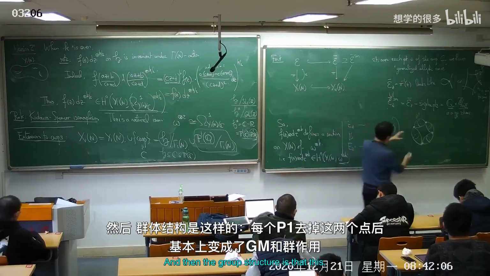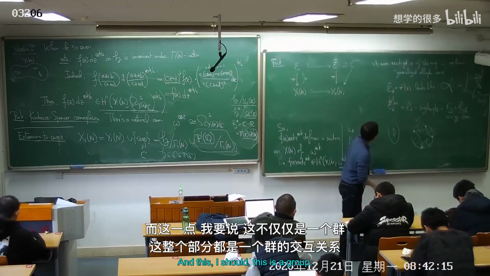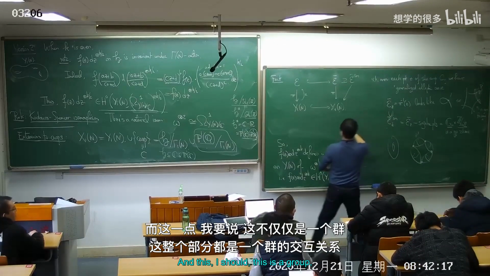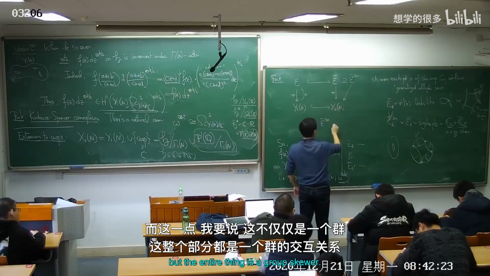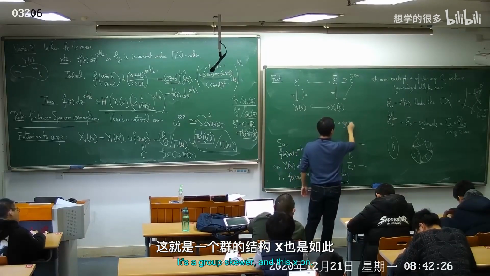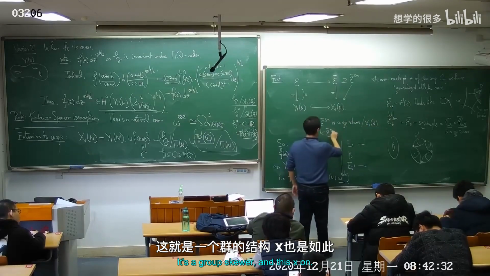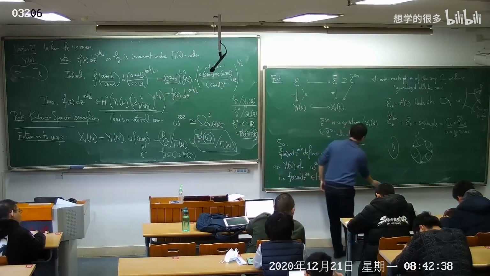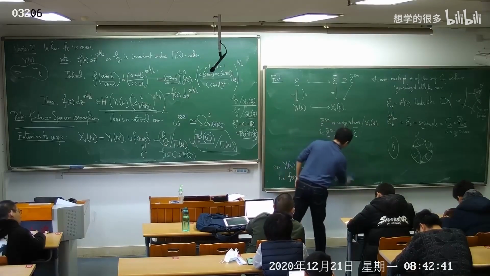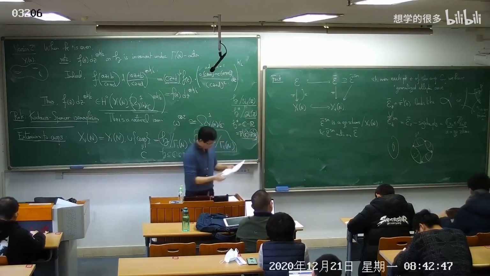And then the group structure is that each P1, remove these 2 points, becomes sort of a Gm, a group action. And I should say this E-zero is a group. Not only this one, but the entire thing is a group scheme over X1(N).